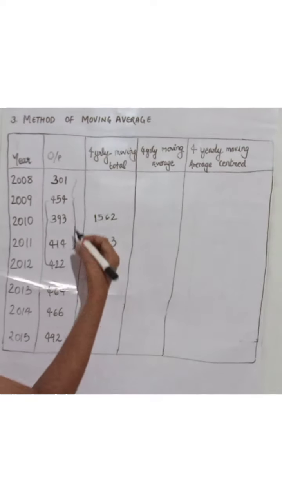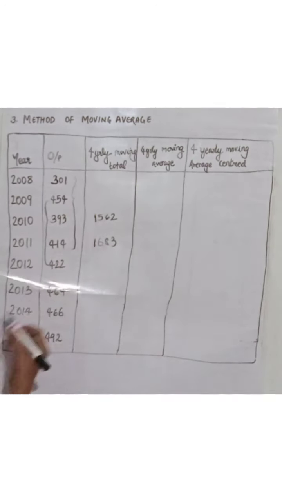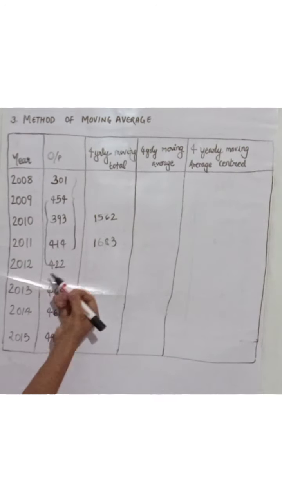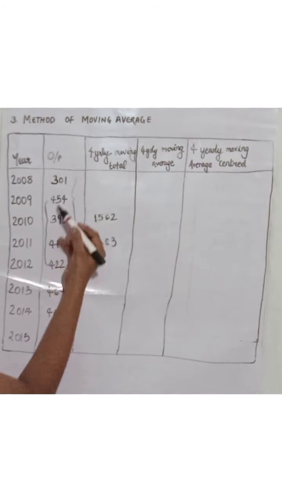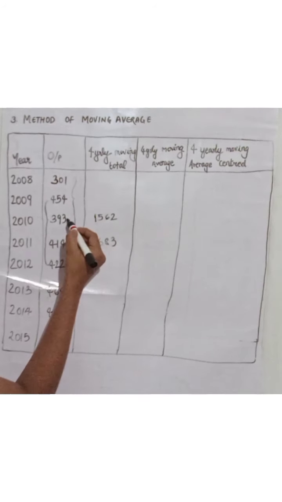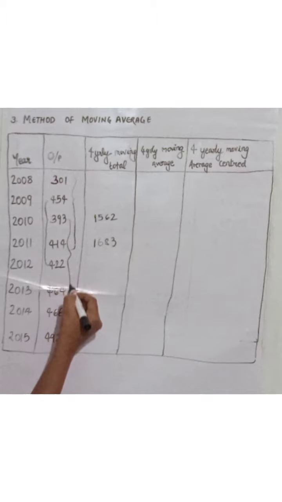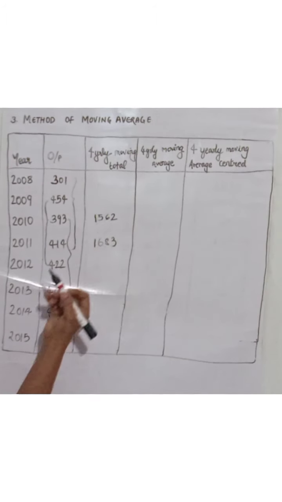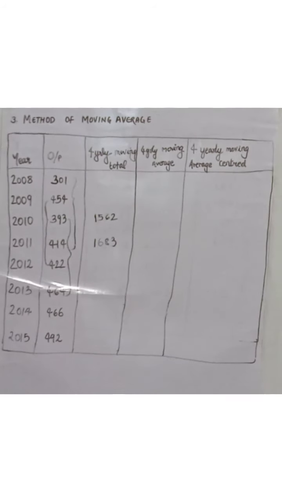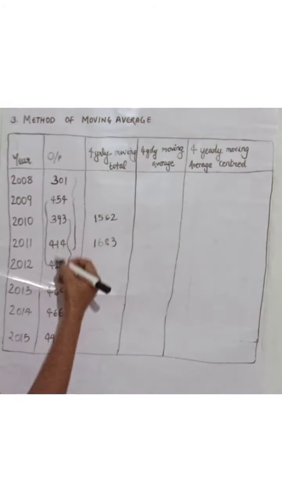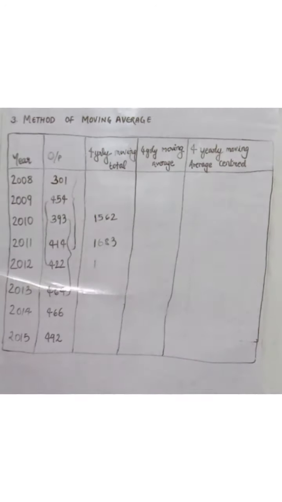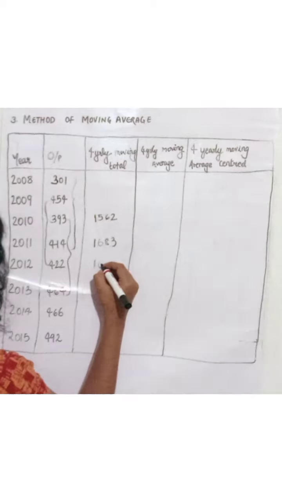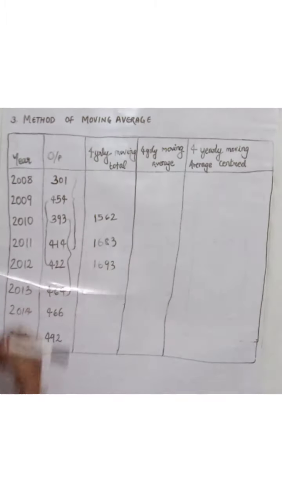Now time for the next group. This is my previous group, right? Ignoring its first element, take the next elements: 1, 2, 3 and 4. So 393 plus 414 plus 422 plus 464, I will get 1693, again in the third element's corresponding column.